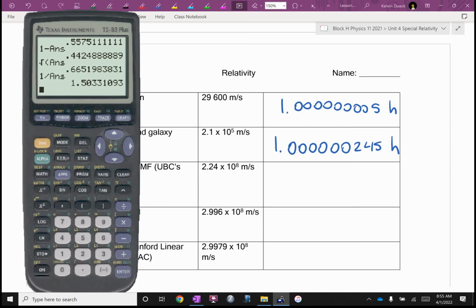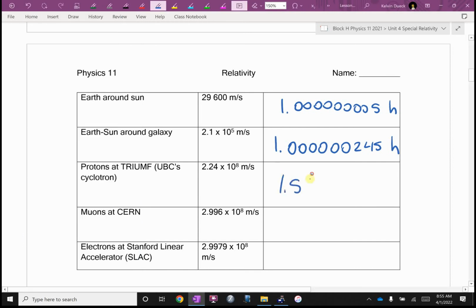UBC, the researchers there, when they're doing their calculations, they actually have to take into account that time is moving more slowly for the protons. When they're doing things like radioactive decay, if they don't take into account time dilation, all their radioactive decay estimates will be totally garbage. So 1 hour for the proton ends up being 1.5 hours for the researchers.